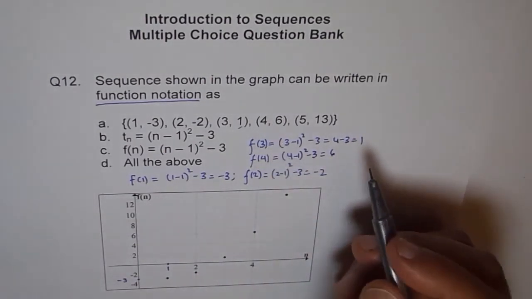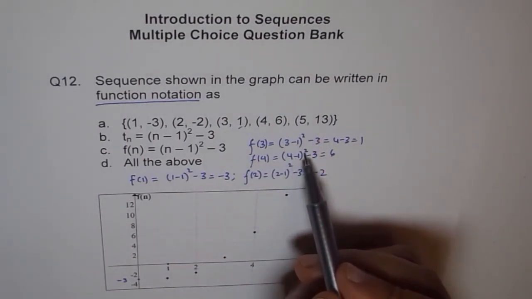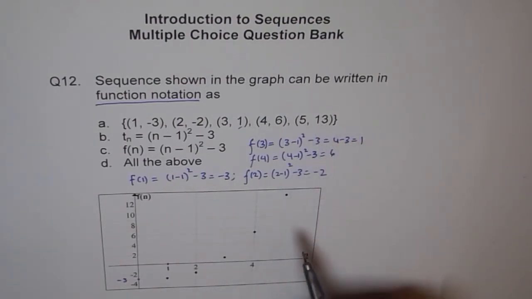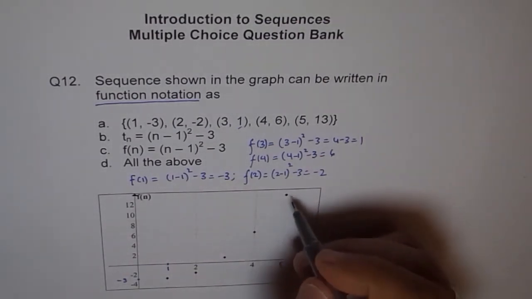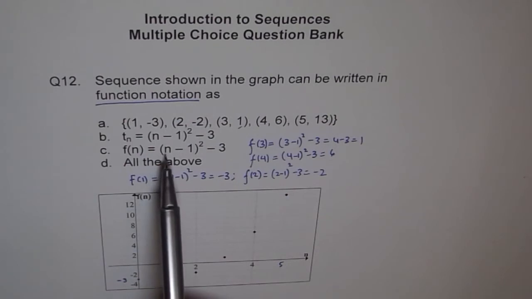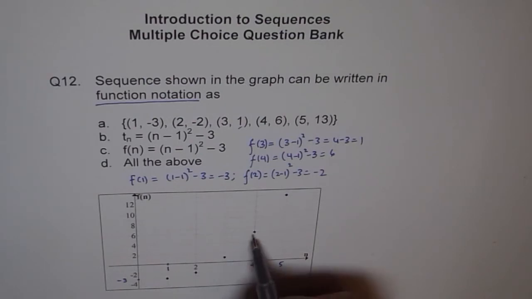So we get this point also. Similarly, f of 5. 5 minus 1 is 4, and 4 squared is 16. 16 minus 3 is 13, right? So it matches the data. So all the points match the data. If the input n is 1, 2, 3, 4, and 5, the output is what we generated, right? So -3, -2, 1, 6, and 13.